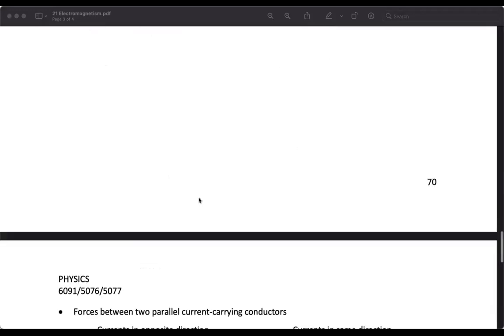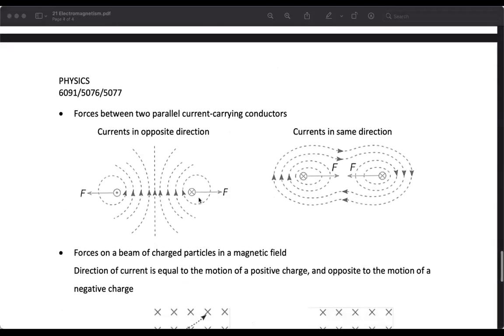Okay, let's continue. So this one I mentioned just now. If you have two currents in opposite directions, based on your right hand rule, you can draw the magnetic field of this pattern. Is that clear? Same thing if it's in the same direction: you can see you wrap around it in this manner. When you wrap around it, it seems like you are trying to close them together. So these two wires will move together.